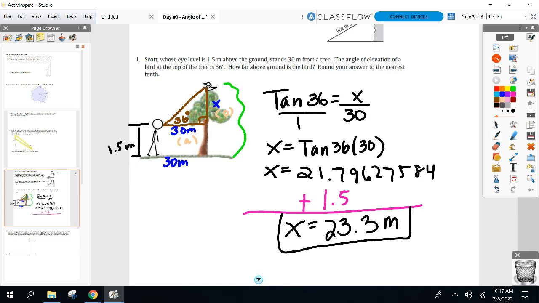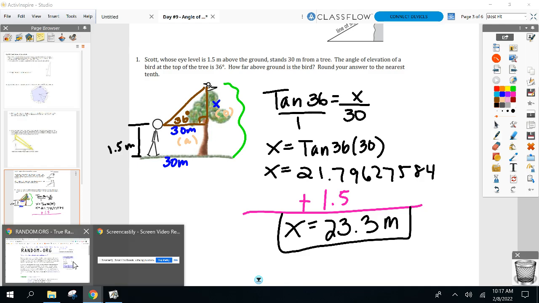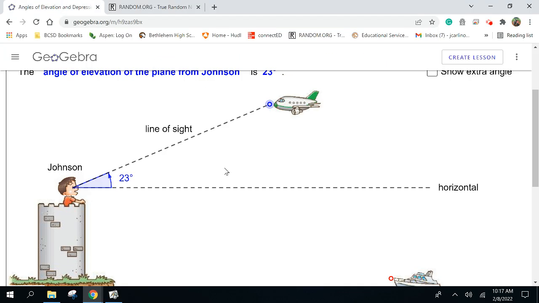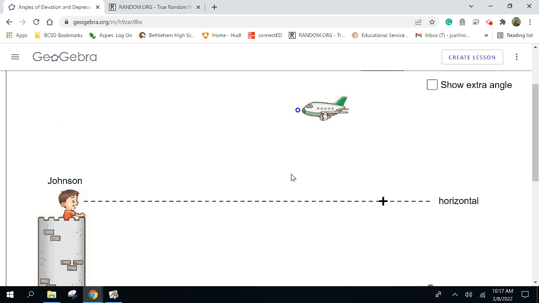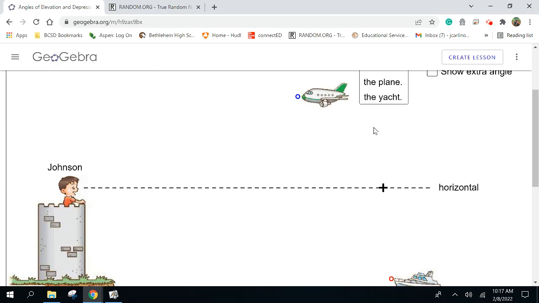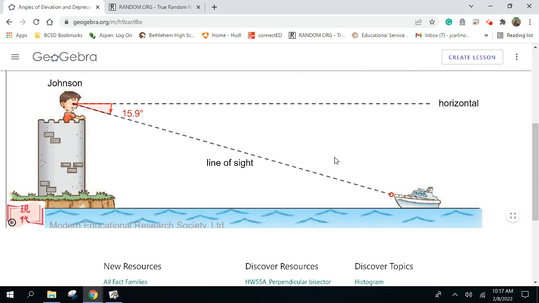So elevation: straight ahead, I look up, I make a new angle, looking up. Questions? All right, now let's talk about looking down on an object instead. So now, Johnson's going to see a boat in the water. He's still looking straight ahead, and all of a sudden a boat comes down, and he sees the boat. So now he's looking down. That's called angle of depression. Depression, I'm looking down. Elevation, I'm looking up.